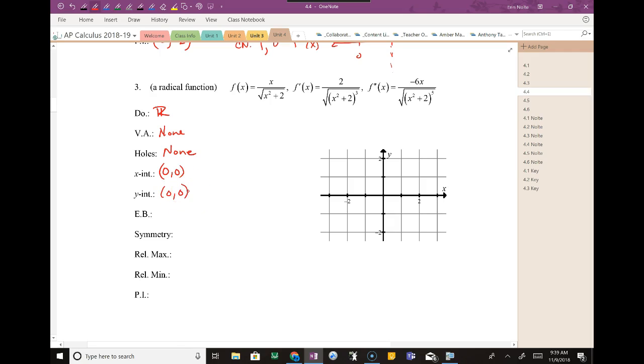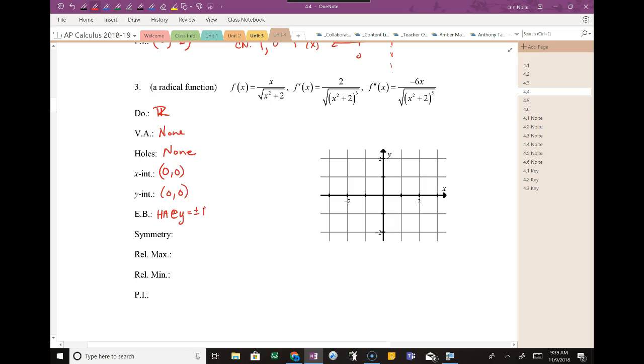Okay, end behavior. What about the end behavior? Do you guys remember this situation if I have a square root? Do you remember that if I take the square root of the bottom piece, the square root of x squared is plus or minus x? So I have a same case scenario. So where's my horizontal asymptote? At -1 and +1. So we have horizontal asymptotes at y equals plus or minus 1.